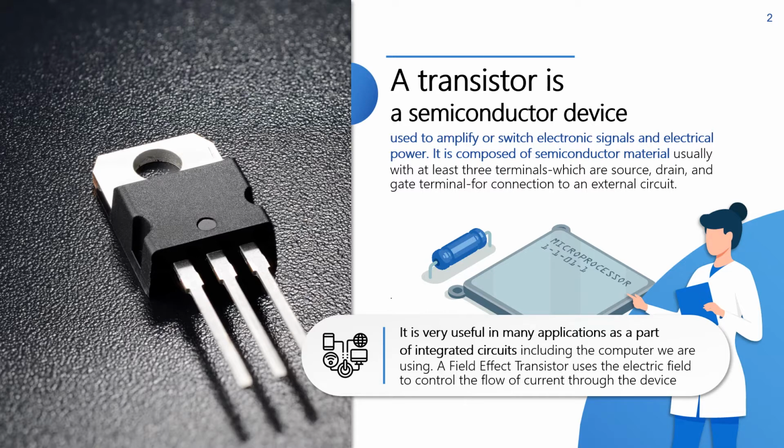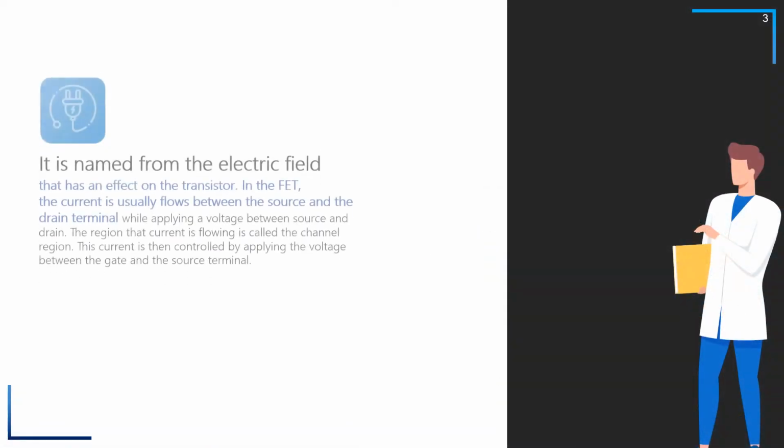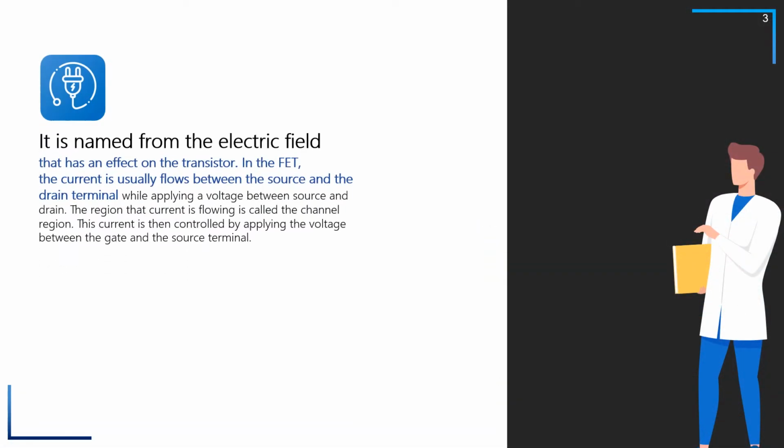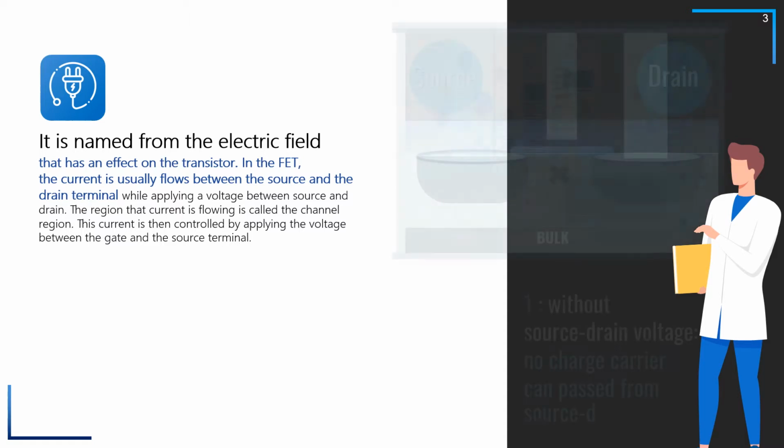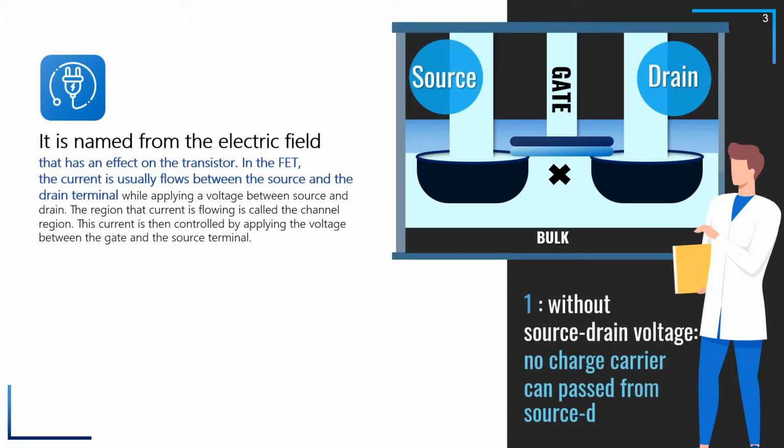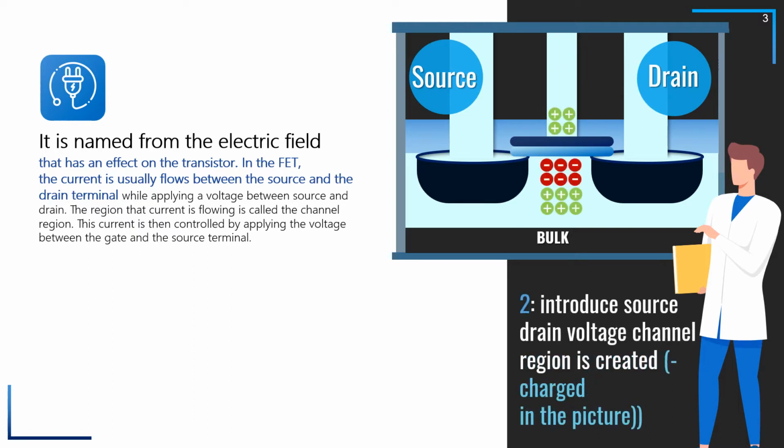A field effect transistor uses an electric field to control the flow of current through the device. Thus, it is named for an electric field that has an effect on the transistor. In the FET, the current usually flows between the source and the drain terminal, while applying a voltage between source and drain. The region that current is flowing is called the channel region.